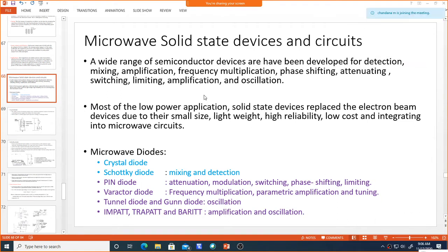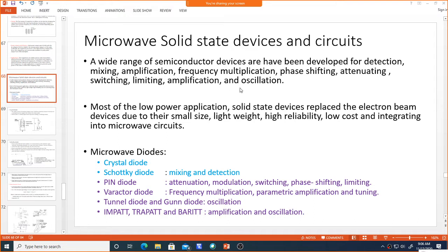Okay, so in the last class we discussed the magnetron oscillator. Now today we'll discuss microwave solid state devices. That is for the detection of the microwave signal which we transmit, and the corresponding circuits for how to detect it and all.